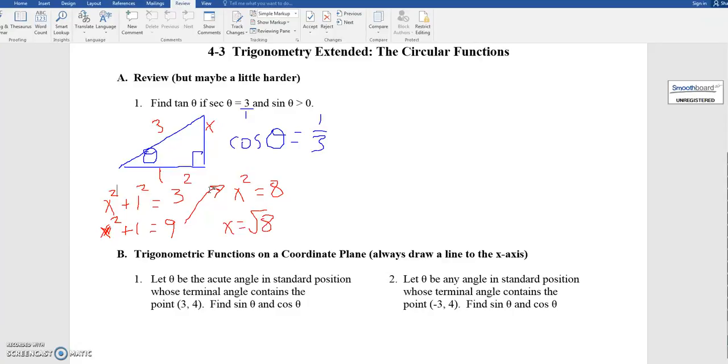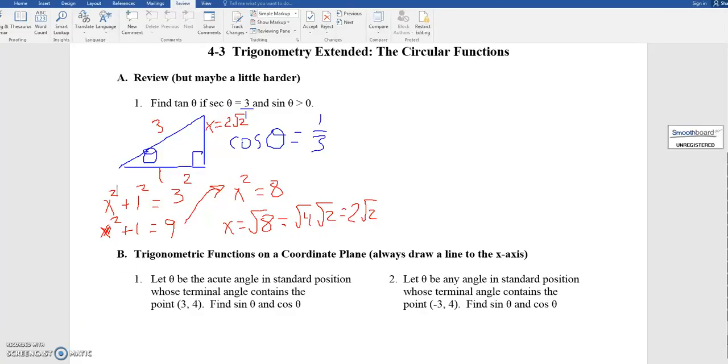We're just going to do a little bit of quick review here. So 8 I can split up into factors of 4 and 2. And we know that the square root of 4 is 2. So this really becomes 2 root 2. So in the end, what I labeled as x there is really going to be 2 root 2 in this problem.